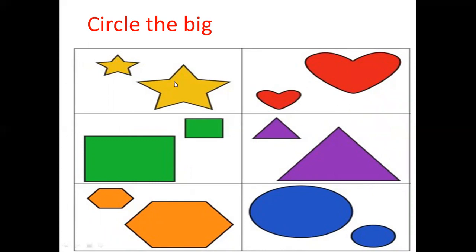There are two stars, okay? Two stars. They are the same in color and shape, but they are different in size. So we are going to select the big one. This one is big, okay? So we select it. Now there is a shape of heart, two shapes.